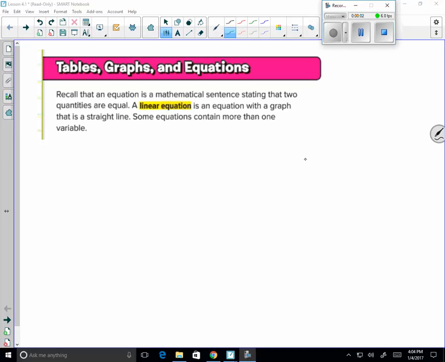Here are your video notes for lesson 4.1. Now I want to start on page 268. I'm going to skip page 267. So at the top of page 268 it says tables, graphs, and equations.